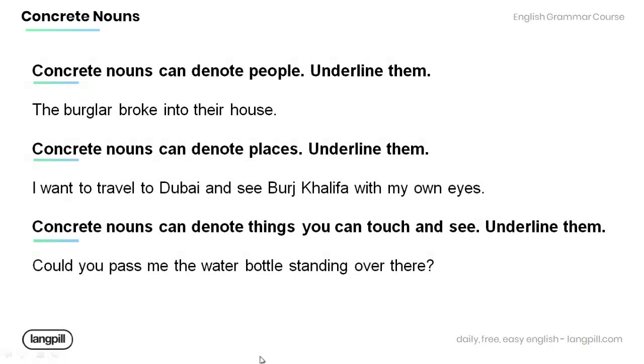Now read the following sentences and underline them. The burglar broke into their house. Burglar. I want to travel to Dubai and see Burj Khalifa with my own eyes. Dubai, Burj Khalifa. Could you pass me the water bottle standing over there? The water bottle.